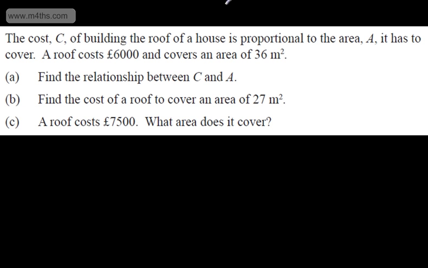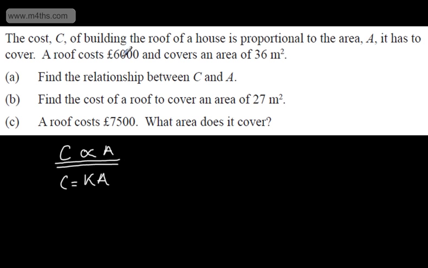Okay, we've now got a wordy question. So this one says the cost C of building the roof of a house is proportional to the area A it has to cover. The roof costs £6,000 and covers an area of 36 metres squared. In part A, we need to find the relationship between C and A. So what we can say is that C is proportional to A. You often don't have to write this. I'm going to write it anyway, so we can say that C is equal to k, where k is a constant of proportionality, multiplied by A.